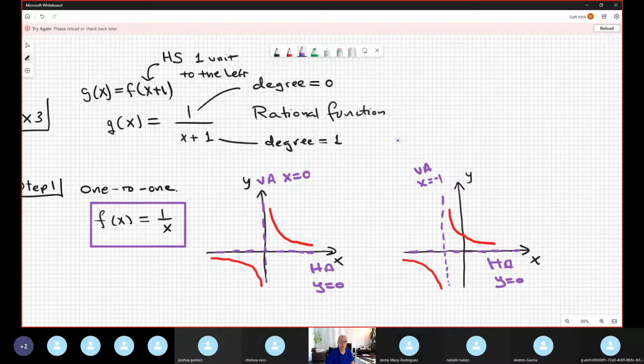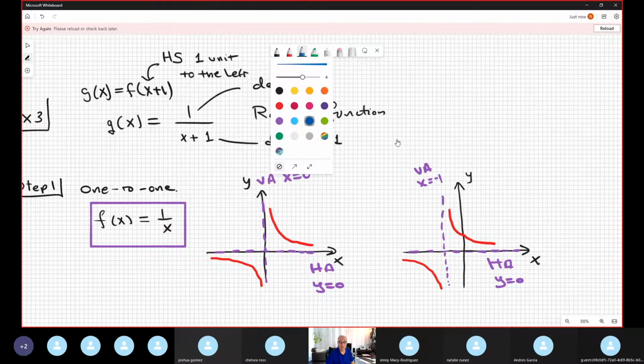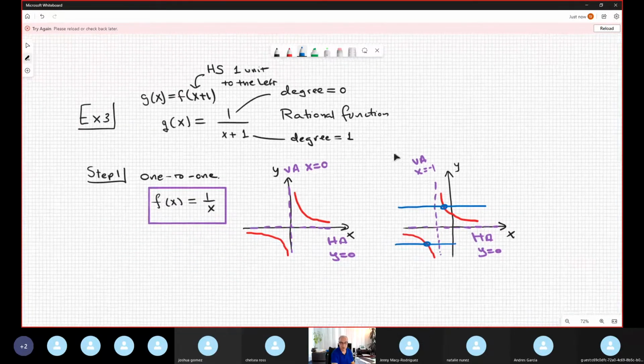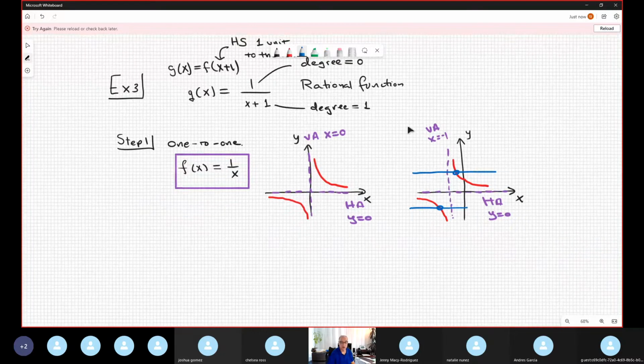But that's not important. The important thing now is the analysis of the horizontal line test. What do you think? Pass or fail? Pass. It's obvious that it passes. Therefore, we have a clear justification that it is 1 to 1, so the inverse of this exists. Okay, so in step 2, my goal is to find the G inverse equation.